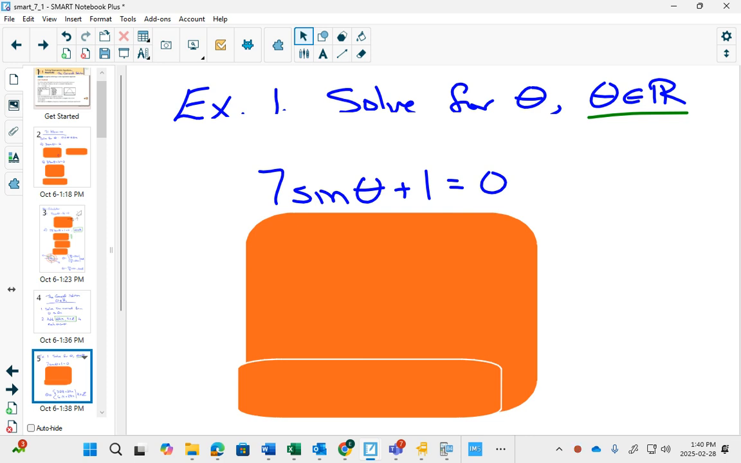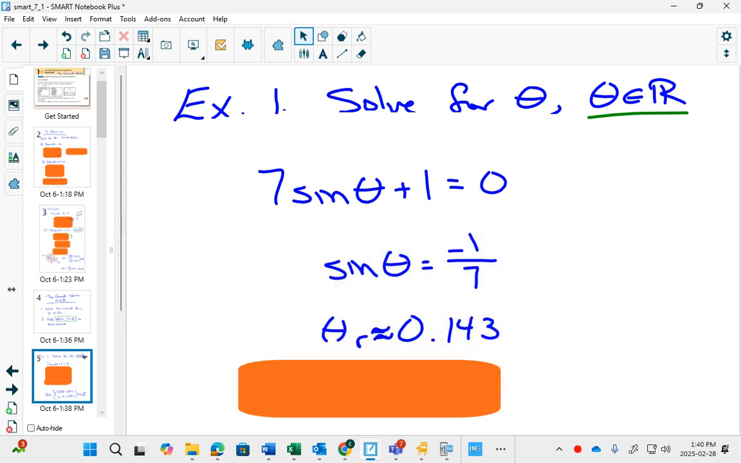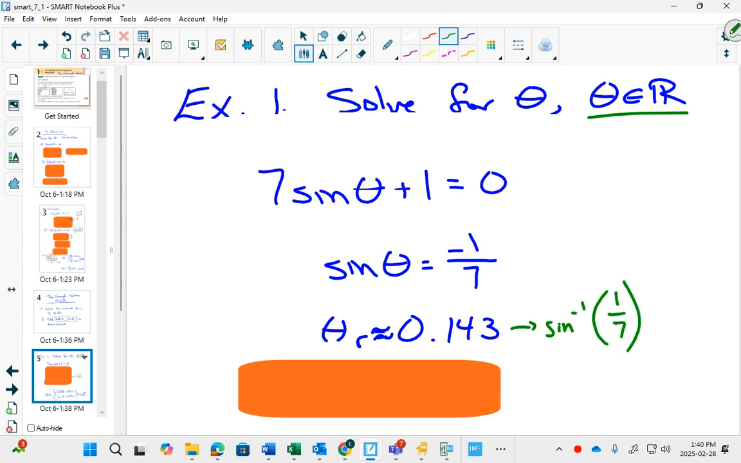So general solution, it had 2 steps. Step 1 said solve like normal. Solving like normal means get sine theta by itself. Then do sine inverse of positive 1/7 to get your reference angle. Just a little reminder, that's what you would type into your calculator. Sine inverse of positive 1/7.